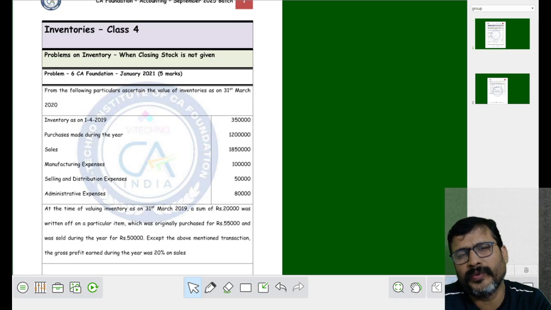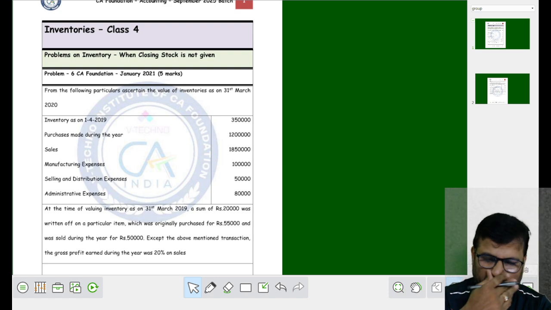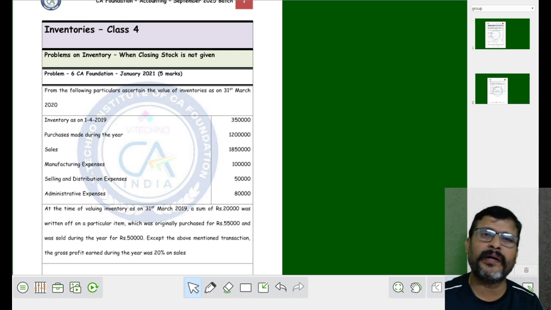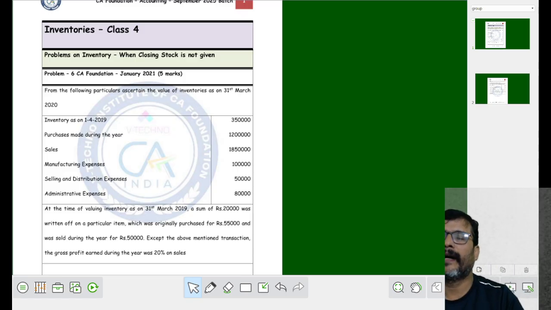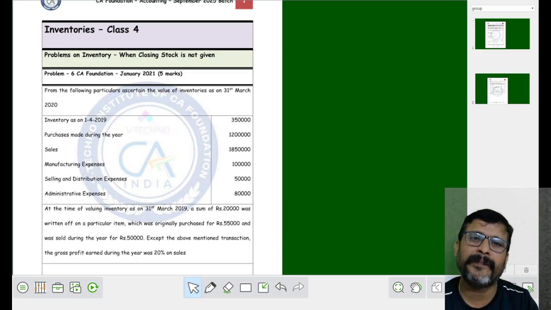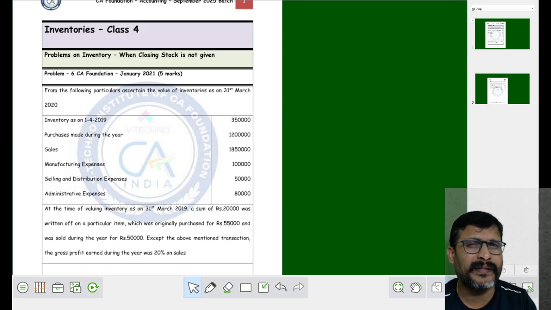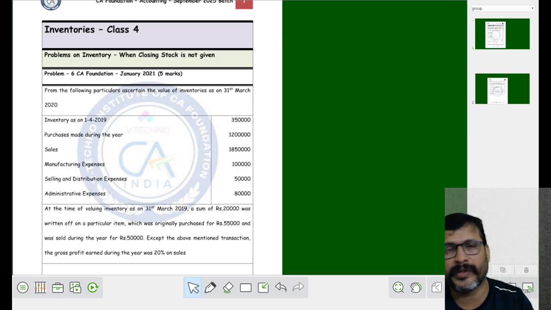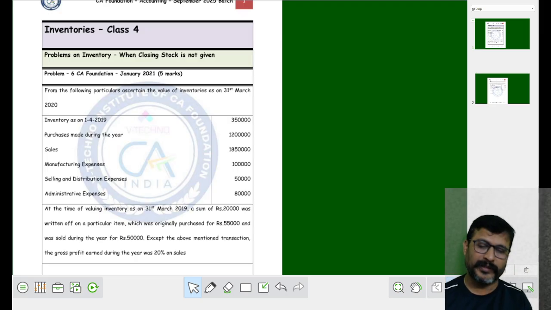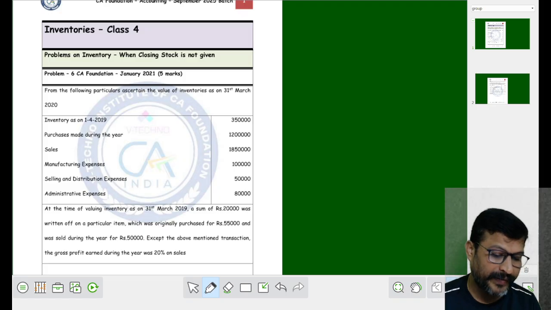Now I'm going to teach you the problems on inventory valuation. Already we have completed three classes in your inventory valuation. Now we are into class 4, my dear children. I'm trying my level best to make you understand the problems on various chapters in your CA Foundation accounting, my dear student. Now, in this particular session, let us learn the problem on inventory.